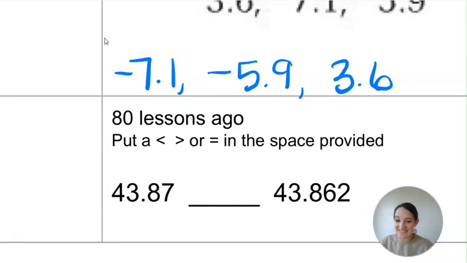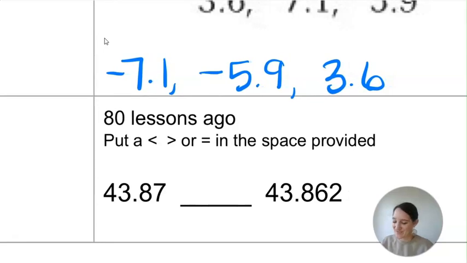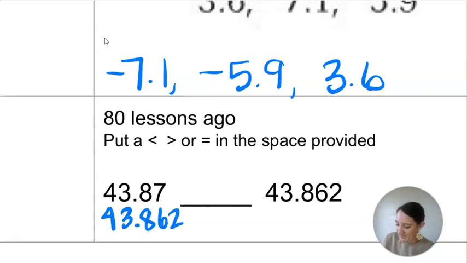And then 80 lessons ago, we were comparing decimals. Remember that just because this number is the longest doesn't technically mean it is the biggest. What we need to do is line these up and then compare. So those are the same. Those are the same. 8/10, 8/10. Ooh, here is the difference right here. We've got 700ths versus 600ths. 700ths is bigger than 600ths.